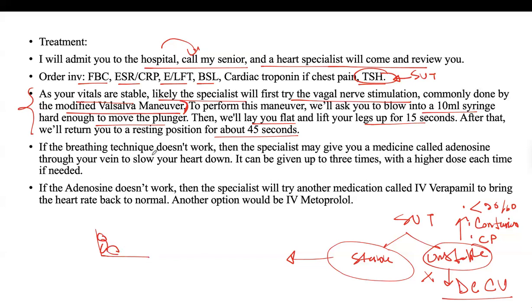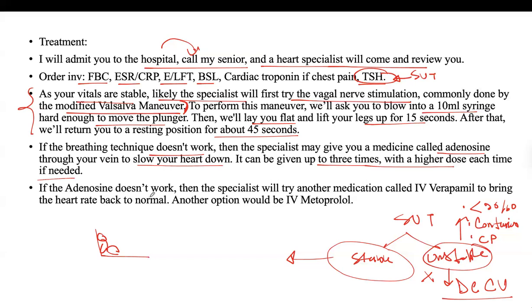If the breathing technique does not work, so if the vagal nerve stimulation fails, then the specialist may give you a medication called adenosine through your vein to slow your heartbeat down. It can be given up to 3 times with a higher dose each time if needed. So we try IV adenosine 3 times with increasing doses.